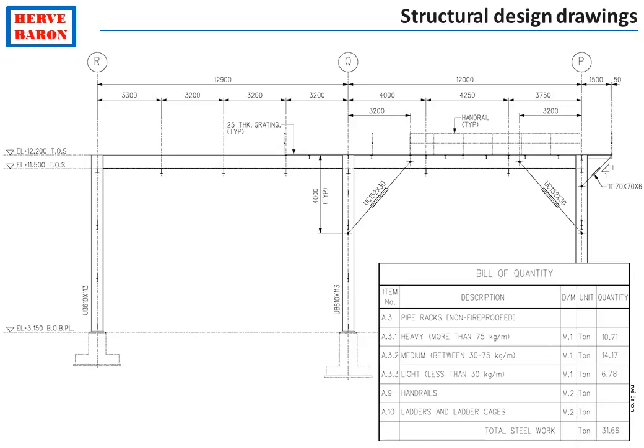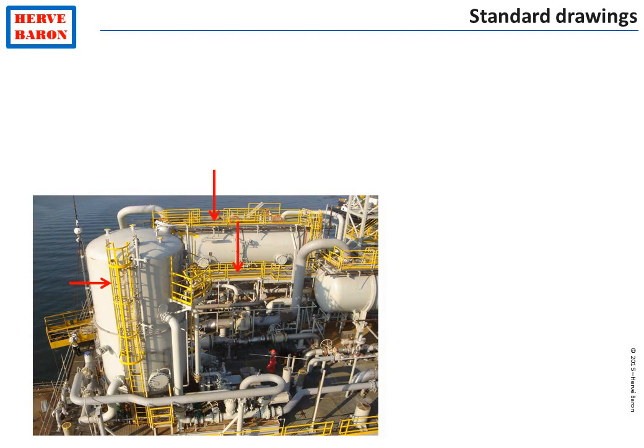Besides large process structures and pipe racks, there are numerous small structures. These are the small platforms for operator access to instrument and equipment. All these small structures are designed in the same way, according to standard drawings.